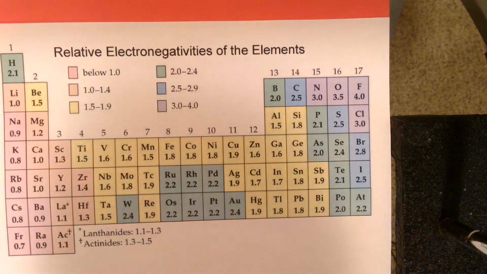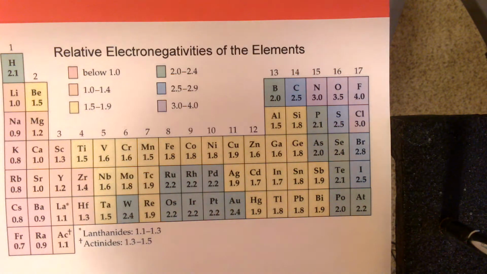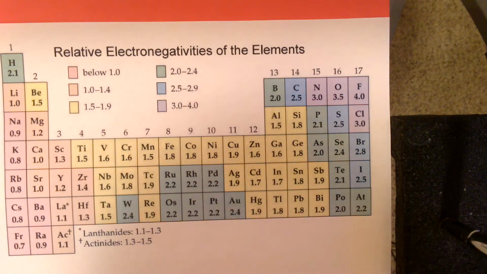Let's take a look at another periodic trend. Now let's remember, periodic trends are properties that we can determine or make predictions about based on the location, the position of an element on the periodic table. So let's look at what we call electronegativity. It's a trend on the periodic table.